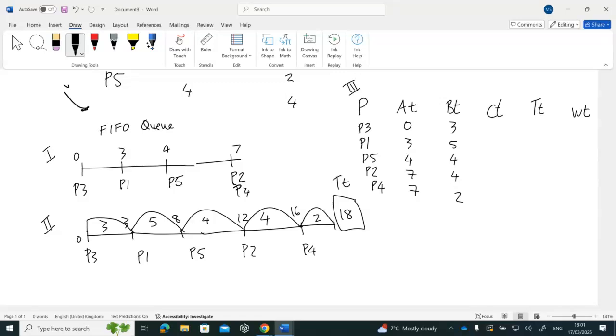What is the completion time for P3? 3. What is the completion time for P1? 8, 12, 16, and 18.